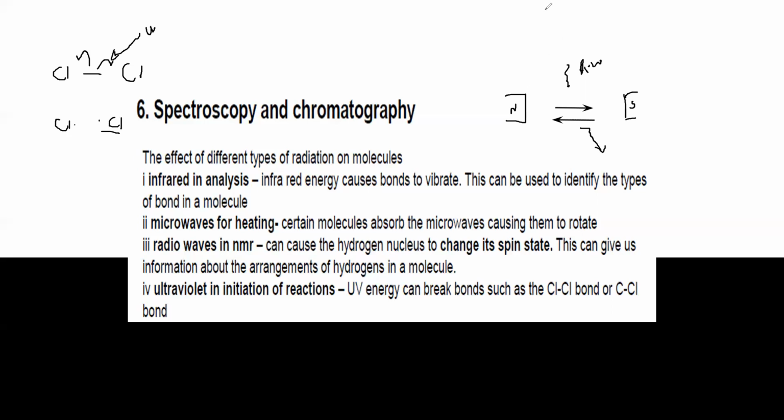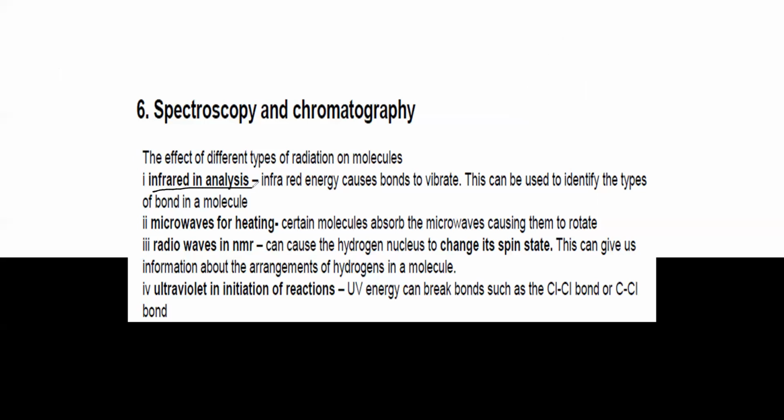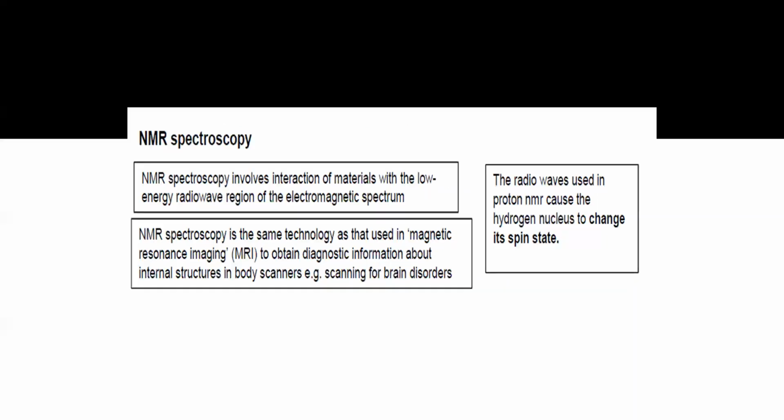So these are some effects of the radiation. Infrared radiation can cause bond vibration, so using that we can identify the type of bond. Microwaves are absorbed by certain molecules, and we can also rotate the molecules using microwaves. Radio waves can be used for rotation or vibration of the hydrogen present within the structure. And ultraviolet radiation can cause bond breaking or initiate a chemical reaction.